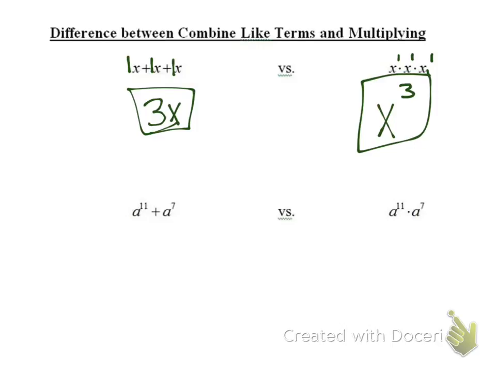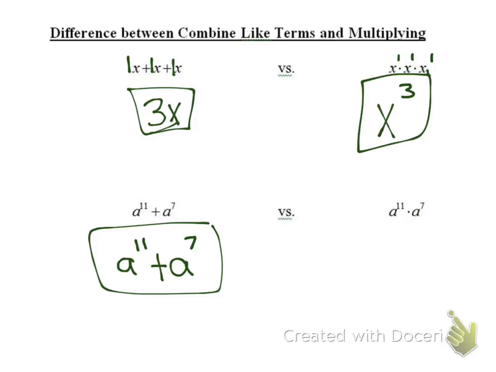All right, check out the a's. A to the 11th plus a to the 7th. Can you do anything with that? No. Because these are not like terms. If you have a plus or a minus sign and you don't have like terms, you can't do anything. The only way you can add or subtract is if you have the same variable, same exponent, which we do not.